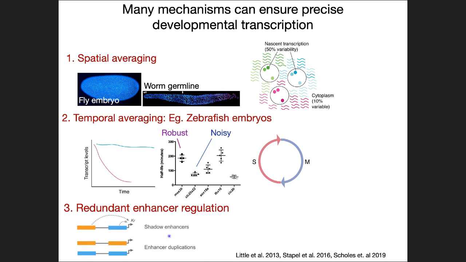One thing I think can be very widely used, and is maybe discussed a little bit less often, but is probably the most important mechanism in developmental contexts, is redundancy. That's both things like redundant enhancers, shadow enhancers as they're sometimes called, or even redundant paralog regulators that basically have the same function and can buffer each other's noise.